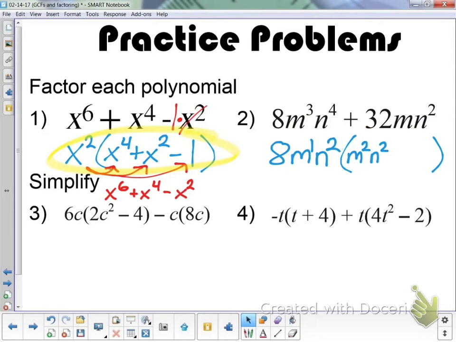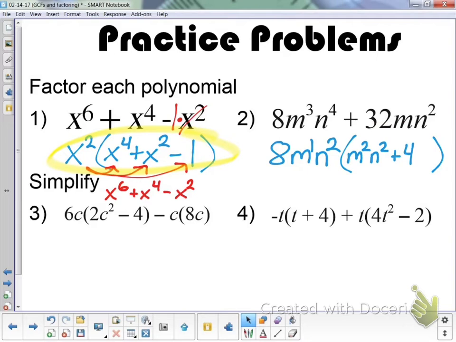Lastly, the 32. When you divide 32 by 8, you get 4. But notice, m is being divided out, and there was only one m to give. N squared was being divided out, and there is only an n squared to give. So that means this is our final answer.